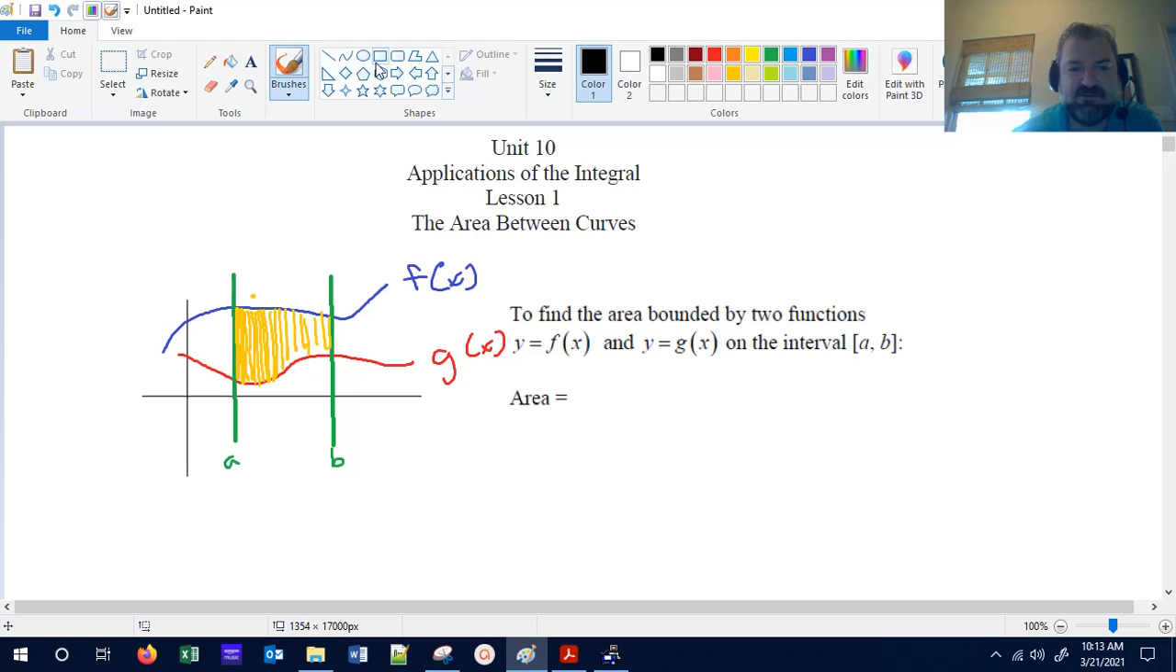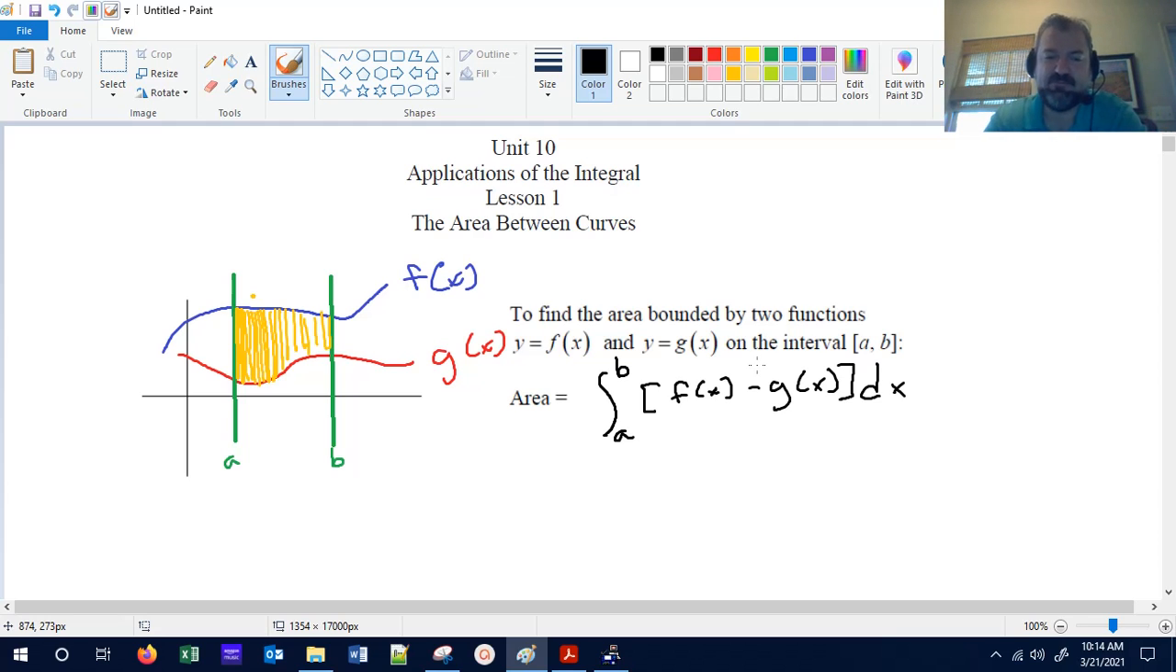So let's take a look at what that's going to look like. The area then is going to be the integral from a to b of f of x minus g of x. And I'm kind of writing it in the idea of the second way I told you to envision it. But we could also split this integral up across the subtraction, and then it would be more like the first one.